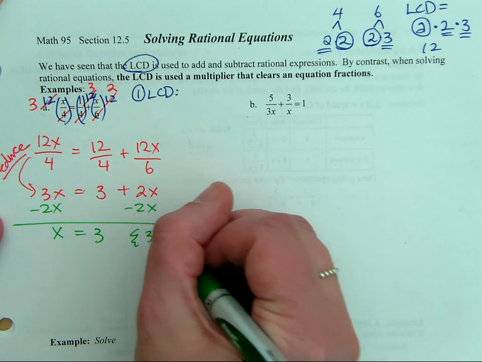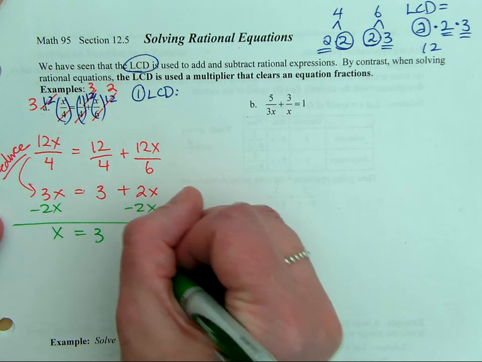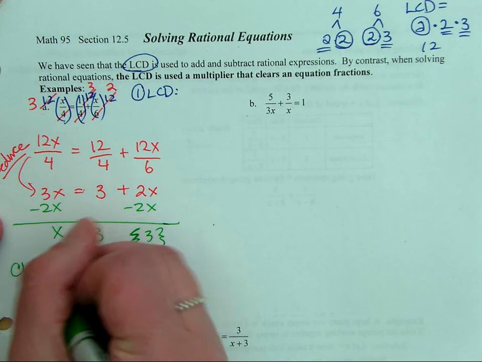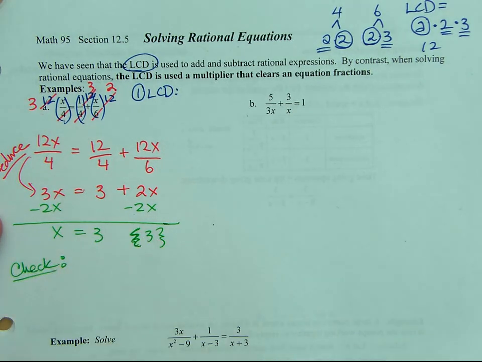Now, the important thing is that once you get your answer, you might put it in set notation, 3, and remember I'm practicing my braces. That one looks... One of them always turns out really nice. The other one turns out weird. That's okay. The other thing we want to do is make sure that our answer is correct by checking.